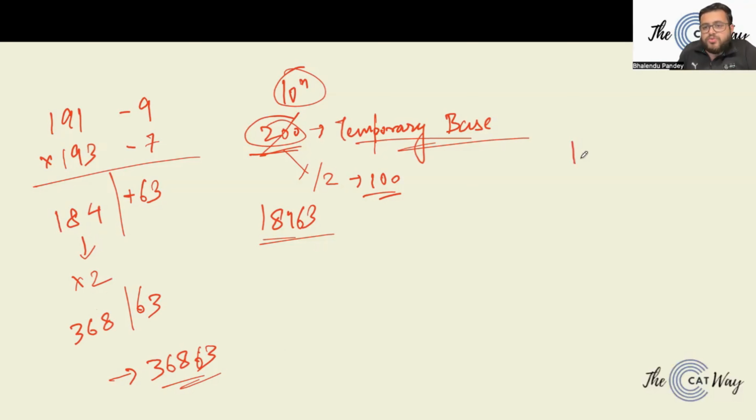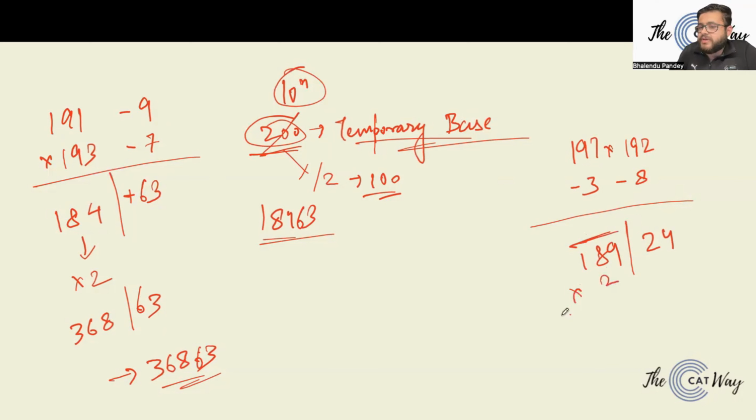Right? Let's try some more questions. Let's say we have to do 197 multiplied by 192. So this is minus 3, this is minus 8. 8 3s are 24. We get over here 197 minus 8, we get a 189. Correct? But because this is in base 200, to convert into base 100, we need to multiply it with 2. So the value that we get is 378. From here, we get a 24. 378,24 becomes my correct answer over here.